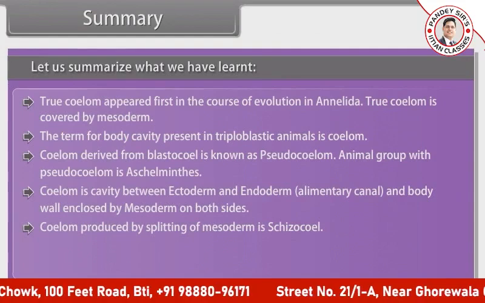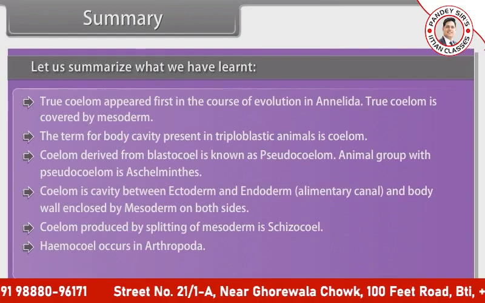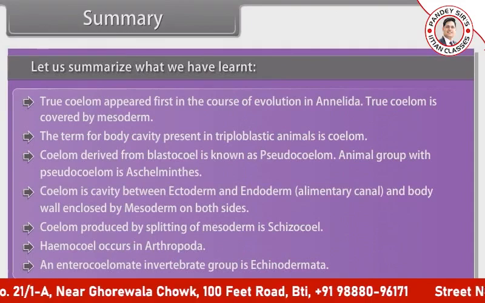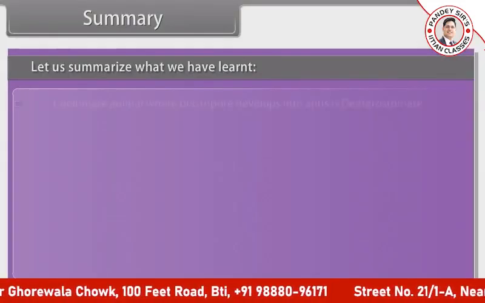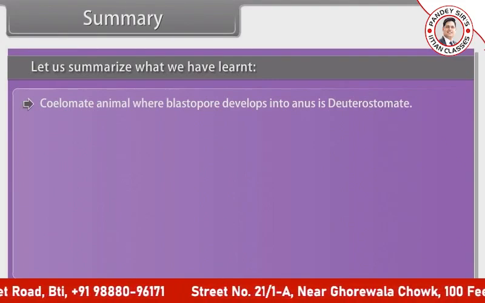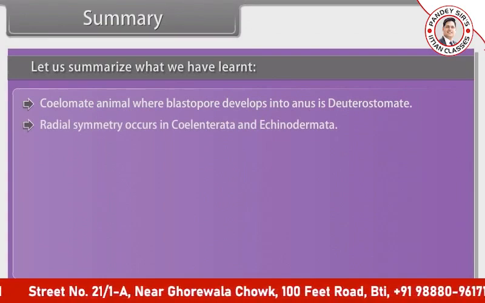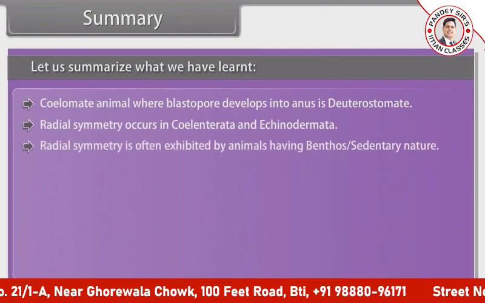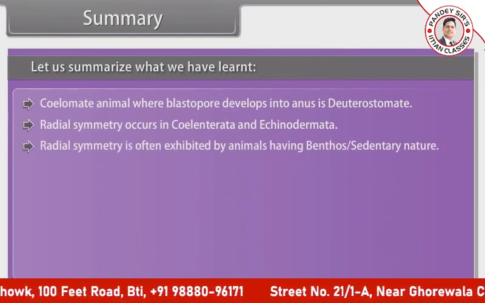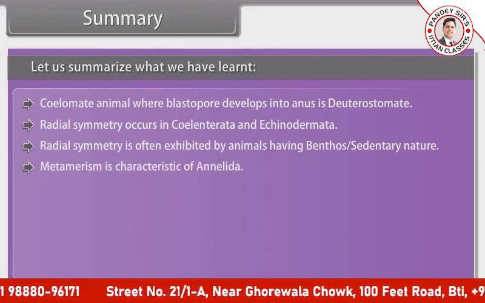Coelom produced by splitting of mesoderm is schizocoel. Hemocoel occurs in Arthropoda. An enterocoelomate invertebrate group is Echinodermata. Coelomate animal where blastopore develops into anus is deuterostomate. Radial symmetry occurs in Coelenterata and Echinodermata. Radial symmetry is often exhibited by animals having benthic or sedentary nature. Metamerism is characteristic of Annelida.